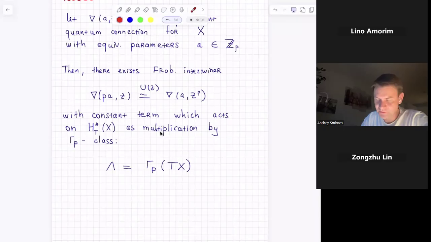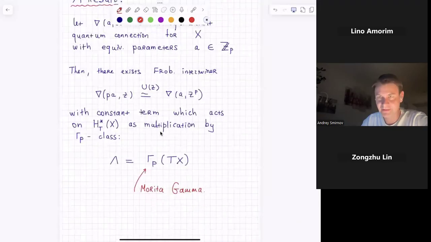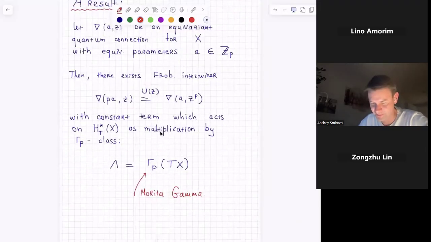And the constant term of the Frobenius intertwiner, so this constant matrix lambda, is given quite explicitly as an operator of multiplication in cohomology by a certain cohomology class. And this cohomology class looks like a p-adic gamma function of the tangent space. So this is the so-called Morita gamma function. Well, let me explain the notation here and how this class is defined.